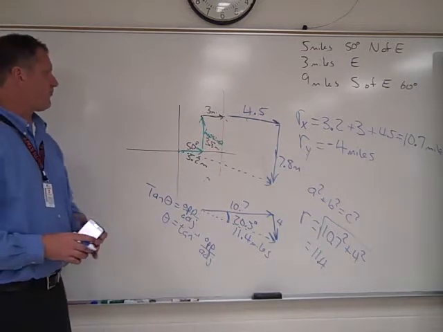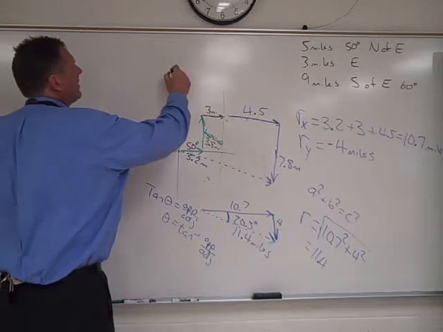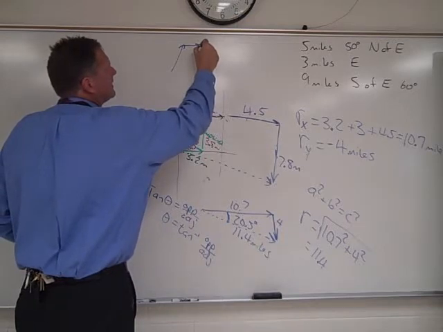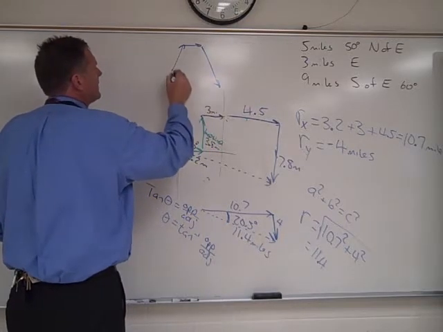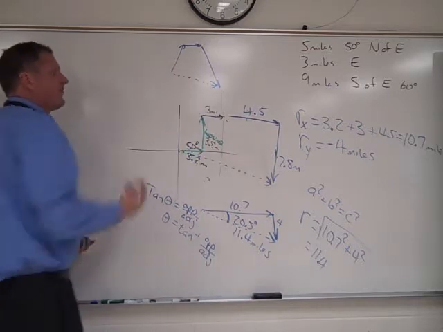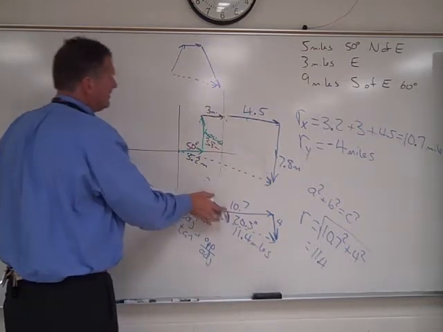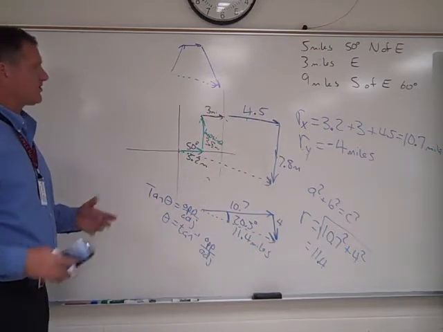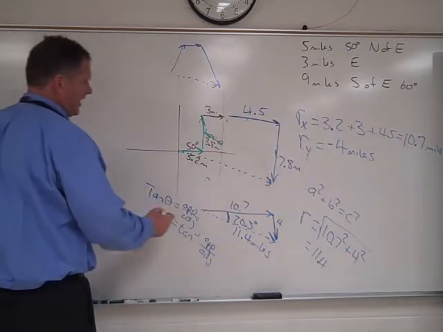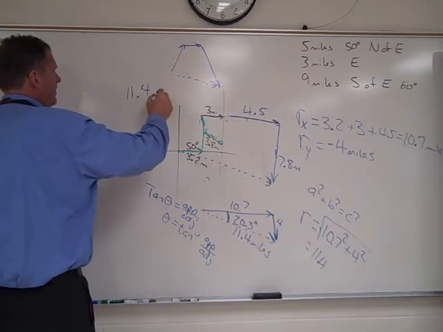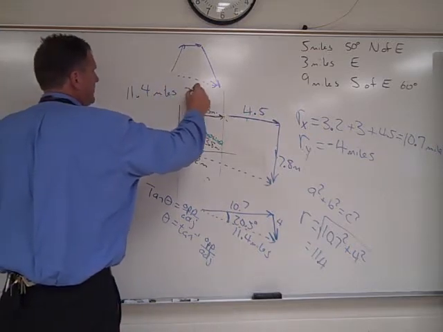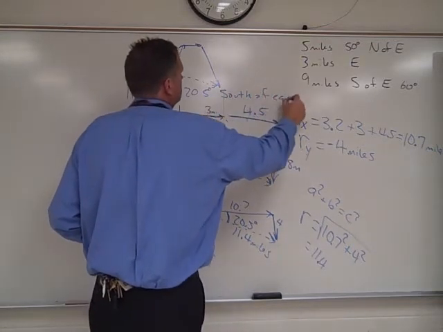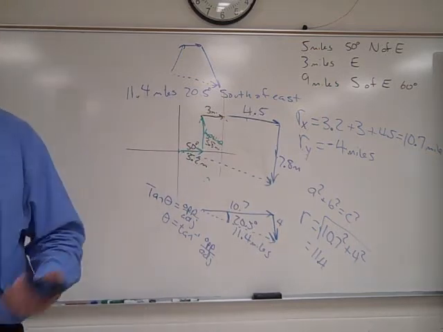So again, what I started off with was someone walking 5 miles this way, 3 miles this way, and 9 miles this way. I was looking for that, and I have it right here. Okay, this line is this line. So I did it mathematically. I didn't have to bring out my protractor. My answer is 11.4 miles, 20.5 degrees south of east. A little cumbersome, but try to deal with it.